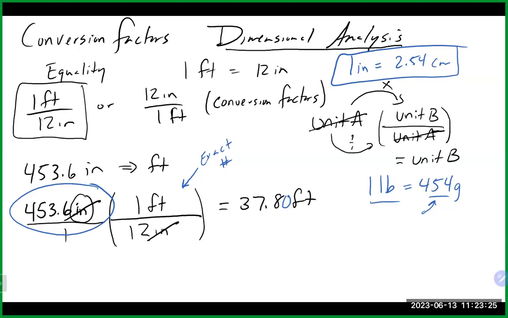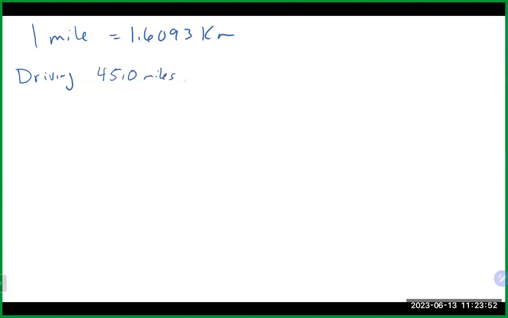Question on that. Again, let's say we had 1 mile equals 1.6093 kilometers. And let's say that I was driving, why not, a safe and respectable 45 miles per hour. What would be my speed in kilometers per second? Take a moment and see what you come up with. Okay, let's take a look.